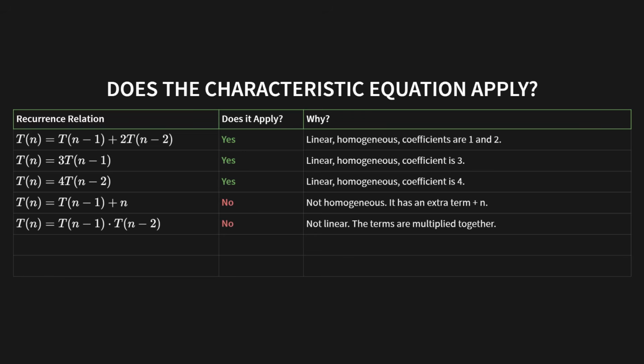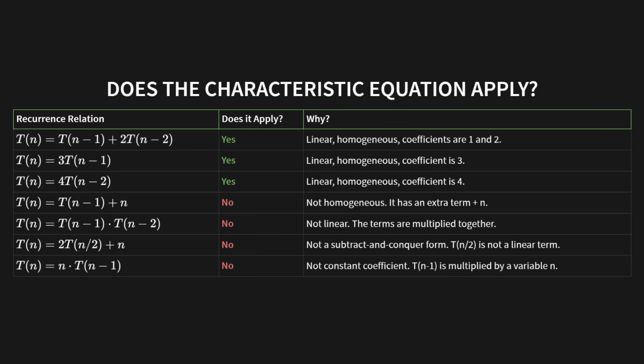T of n equals T of n minus 1 times T of n minus 2. Not linear anymore, we're multiplying terms together. T of n equals 2 T of n over 2 plus n. That's divide and conquer territory, completely different beast. T of n equals n times T of n minus 1. The coefficient isn't constant, it's the variable n.